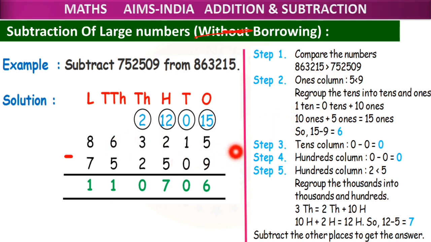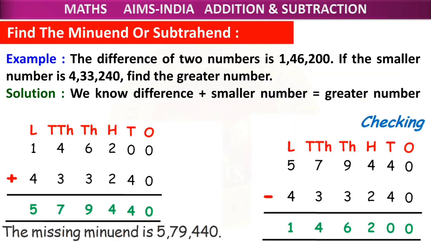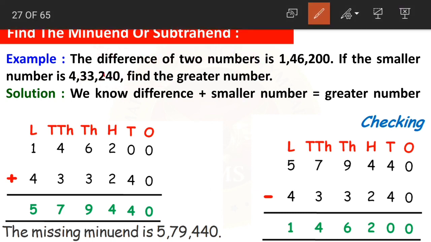The first step always will be to place the digits according to their place values. And then we start counting from the ones place. Clear? Now let us find the minuend or subtrahend. The difference of what is minuend?